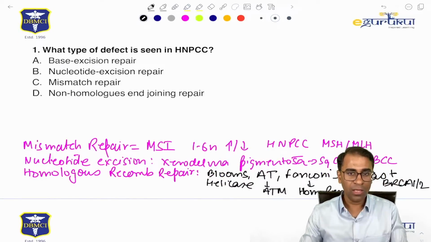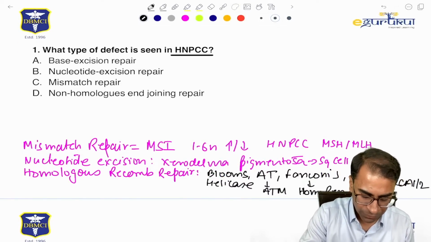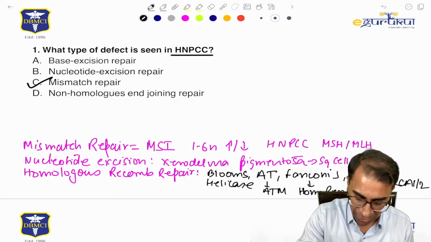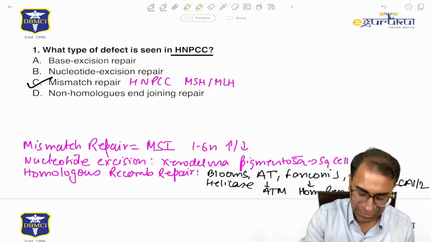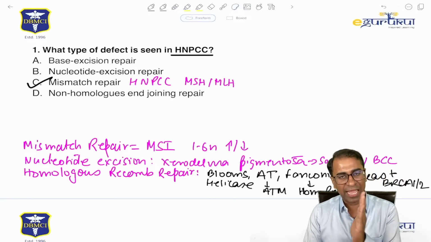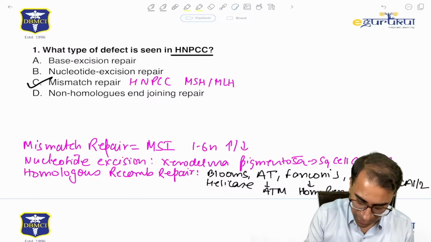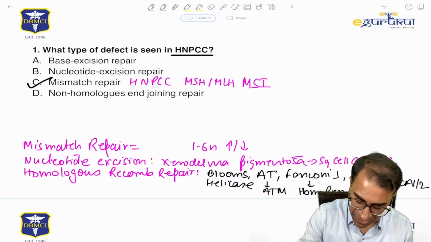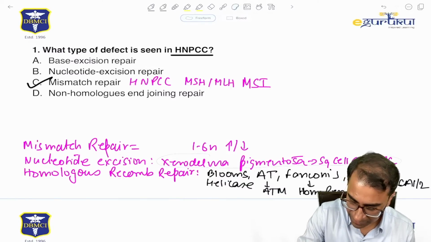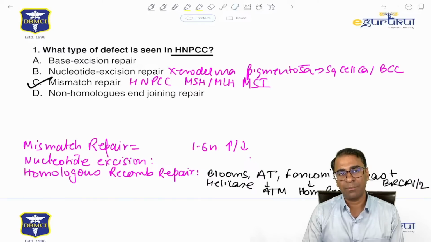Okay. यहाँ पर I just want to tell you one thing. HNPCC में you all know it shows mismatch repair gene. Remember mismatch repair gene, it is seen in HNPCC with MSH and MLH type of mutation. Okay. Secondly, it is also called as MSI, microsatellite instability. Nucleotide excision is seen in xeroderma pigmentosa, but xeroderma pigmentosa, as you know, it actually progresses to the squamous cell cancer and basal cell carcinoma.